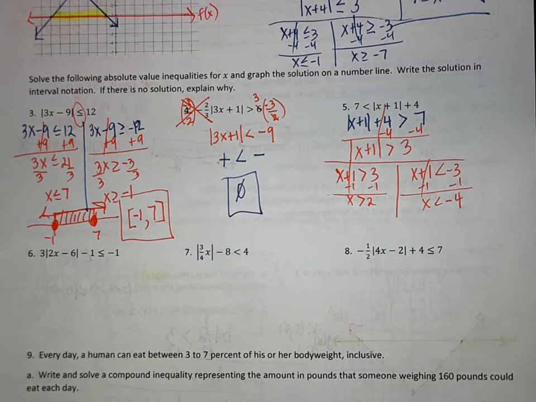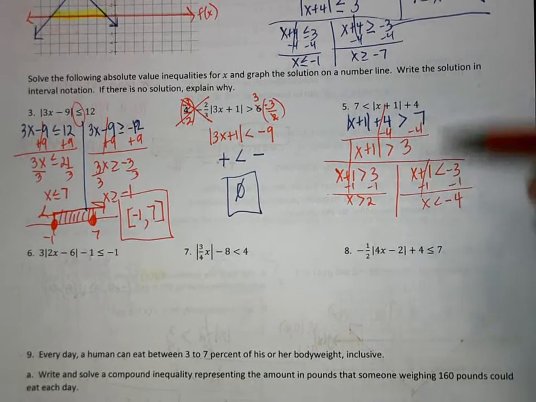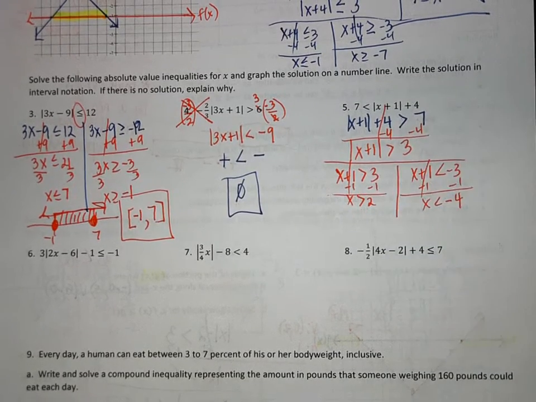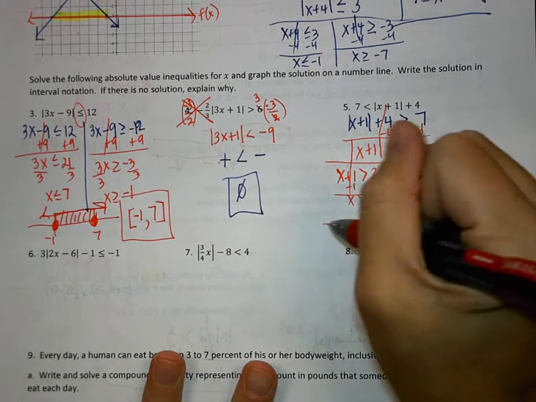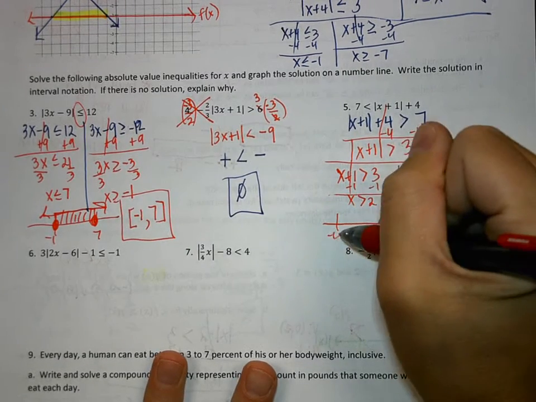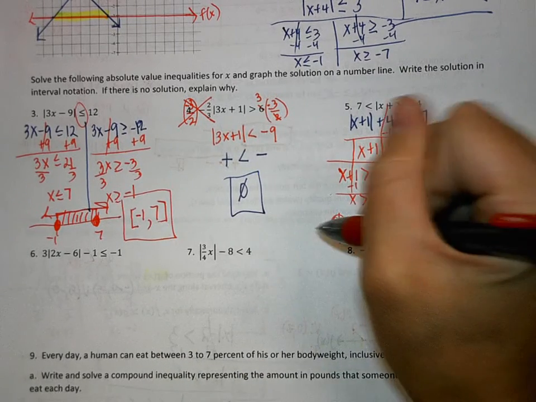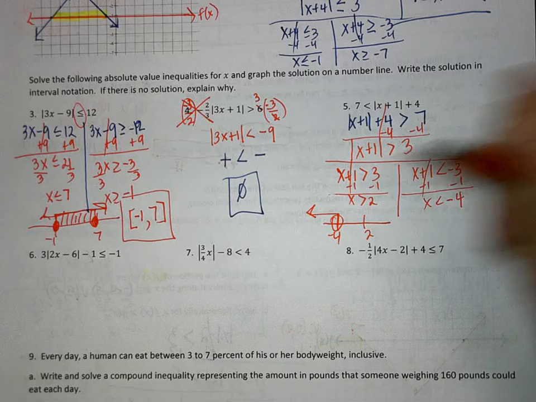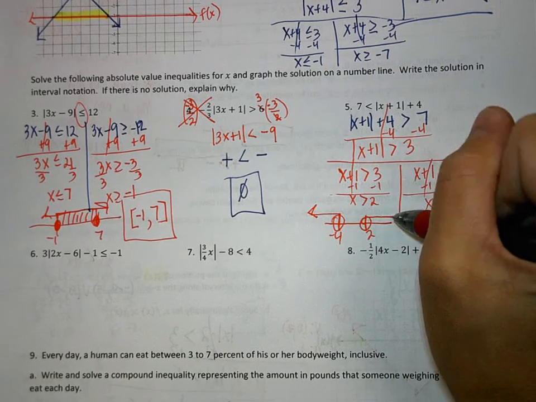Now, at the beginning of this problem, because it's a greater than sign, it's an or problem, which means that's where you usually have the two separate graphs going in opposite directions. If I were to graph this, I'd have negative 4 on the left, 2 on the right. At negative 4, it's open, and it's less than, so it's going left. At 2, it's greater than, and it's open, going to the right.